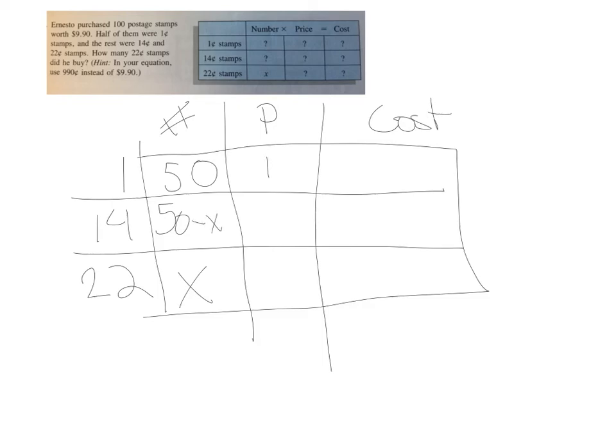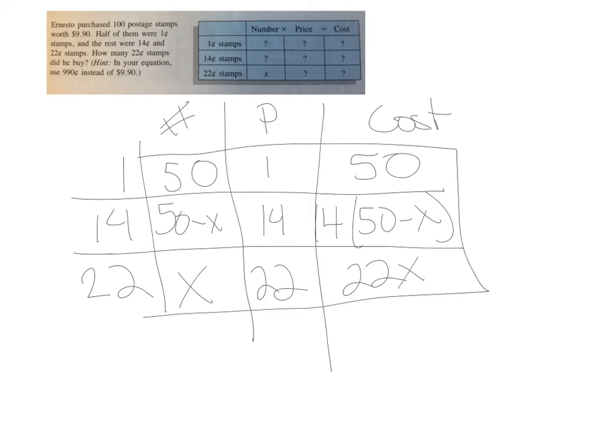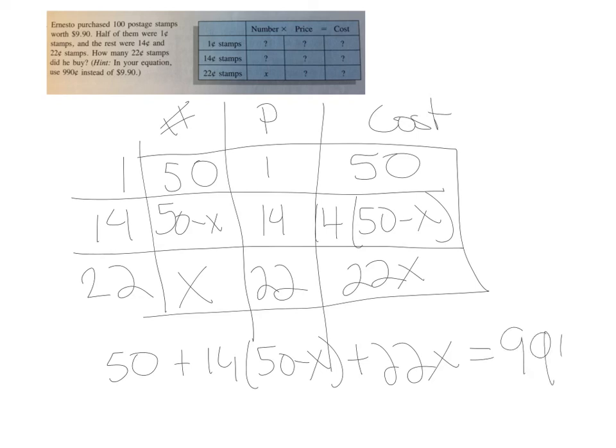Price is easy. 1 cent, 14 cents, 22 cents. And cost is actually pretty easy for these two. 50 cents, 1 times 50 is 50. 14 times 50 minus X, and 22X. And now we just have to add all of these together because remember we want this to equal 990 cents. So 50 plus 14 times 50 minus X plus 22X equals 990.